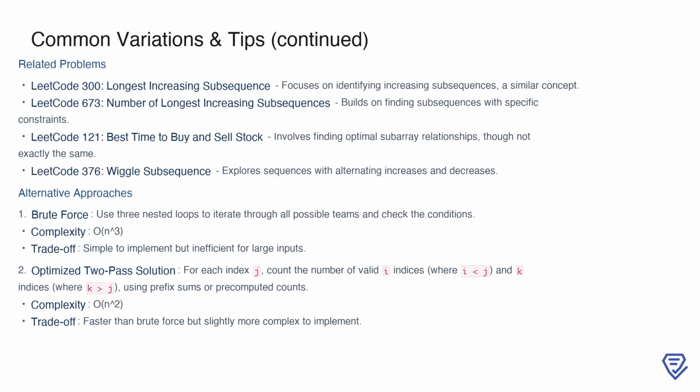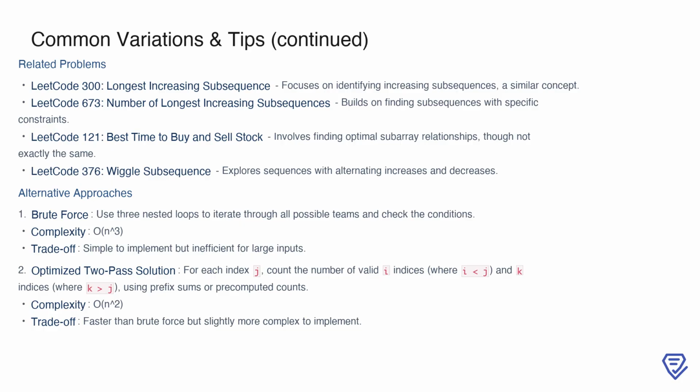To deepen your understanding of this problem, it's helpful to explore related problems on LeetCode. For example, problem 300, Longest Increasing Subsequence, focuses on identifying increasing subsequences, which is a similar concept. Problem 673, Number of Longest Increasing Subsequences, builds on this by adding constraints to the subsequences. Problem 121, Best Time to Buy and Sell Stock, involves finding optimal subarray relationships, which, while not directly related, shares some underlying principles. Additionally, problem 376, Wiggle Subsequence, explores sequences with alternating increases and decreases, which may help you think about sequences in new ways.